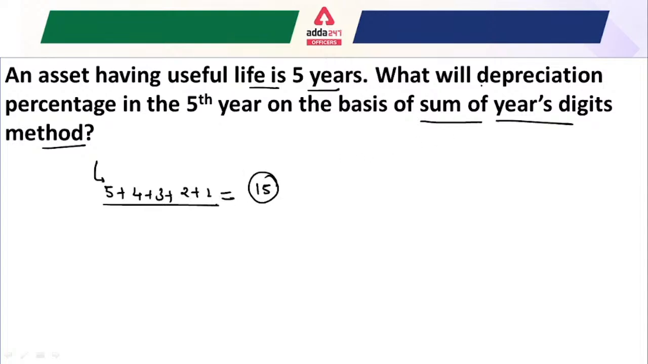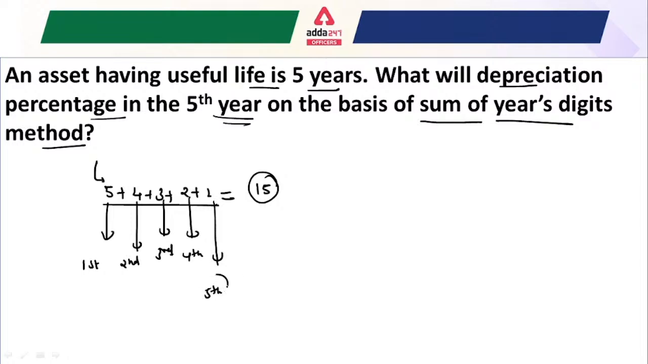Now you have to calculate the depreciation percentage, or depreciation rate, in the fifth year. So this would be considered the first year depreciation, this the second year, this the third year, this the fourth year, and this the fifth year depreciation rate. Right? This is how we solve. Now, you have to calculate the depreciation percentage in the fifth year. So what would be the value for the fifth year?